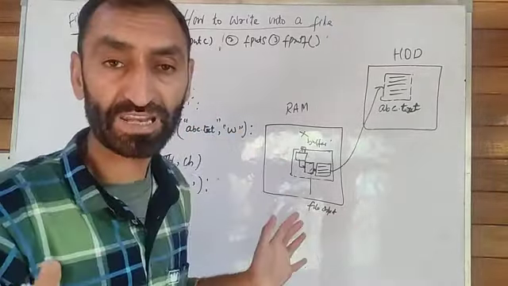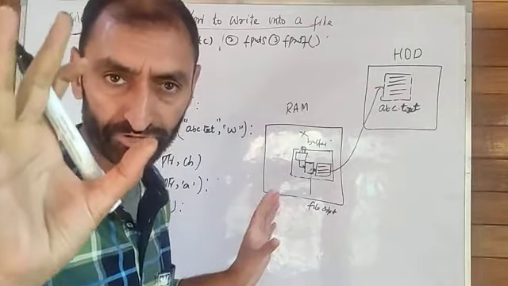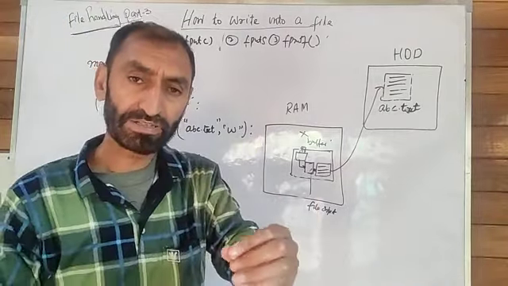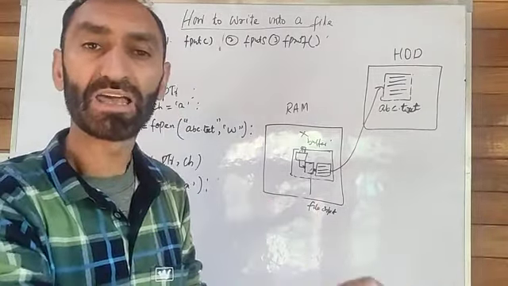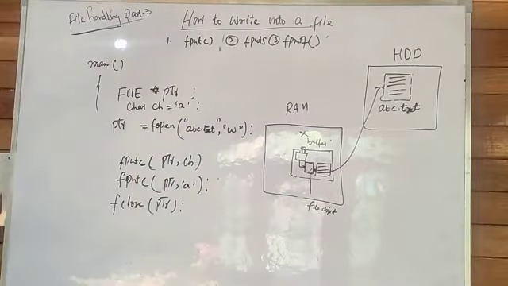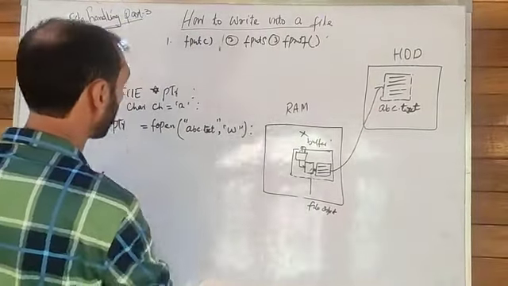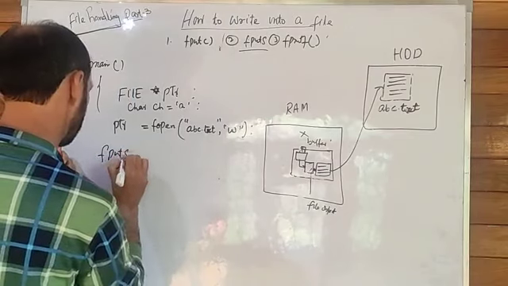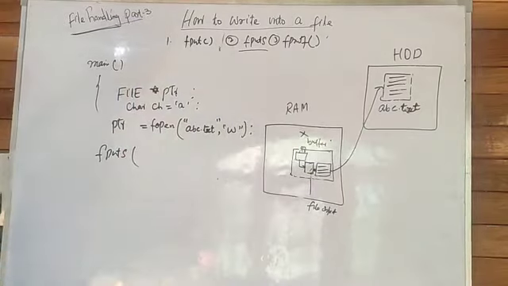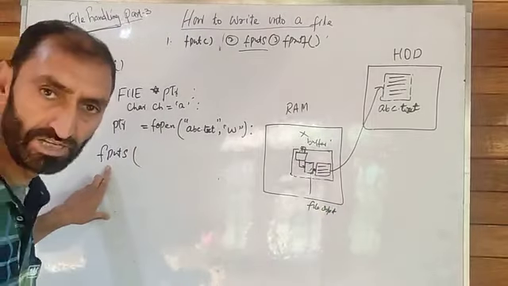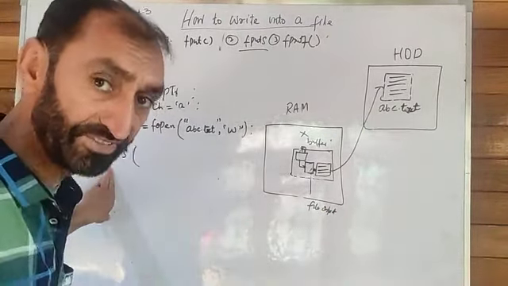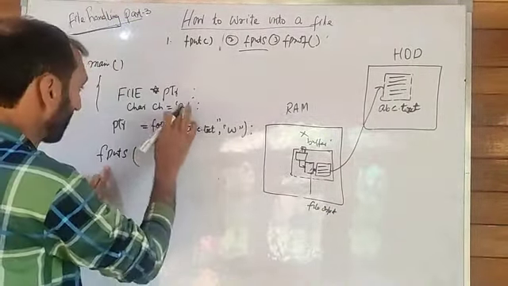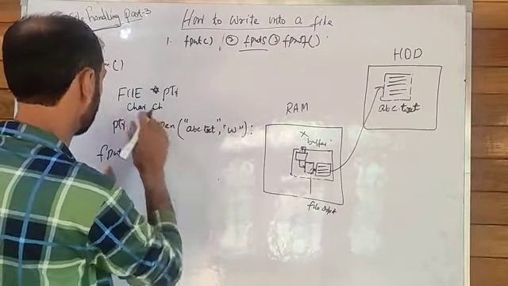what is a string? A string is a group of characters enclosed in double quotes. If we want to write a string to a file, at that time we use the function fputs. fputs is the function which is used to write a string to a file. Here, for example, I am going to initialize this string.